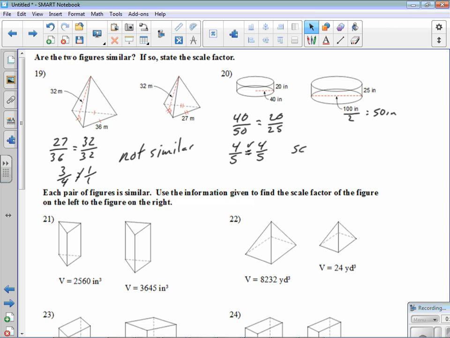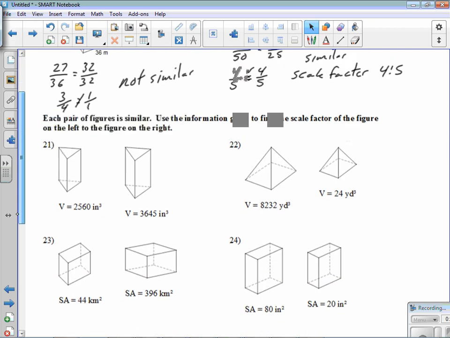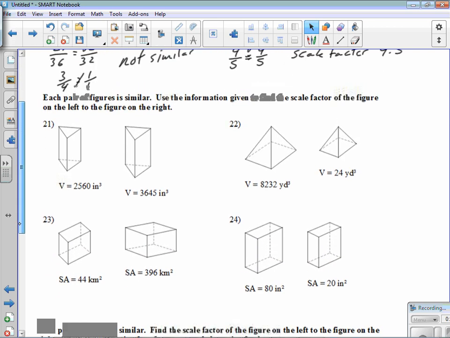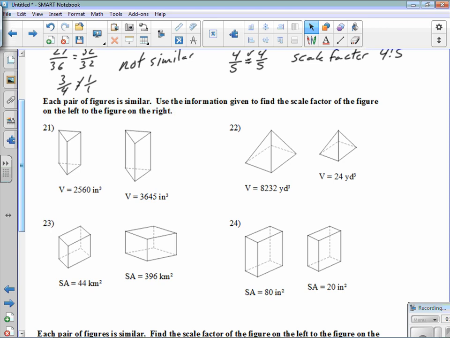And so the scale factor is going to be 4 to 5. Those are similar, yes, they are. All right. So next up, each pair of figures is similar. Use the information given to find the scale factor of the figure on the left to the figure on the right.